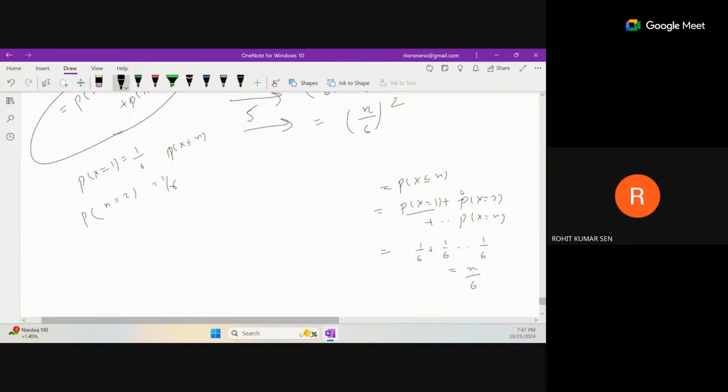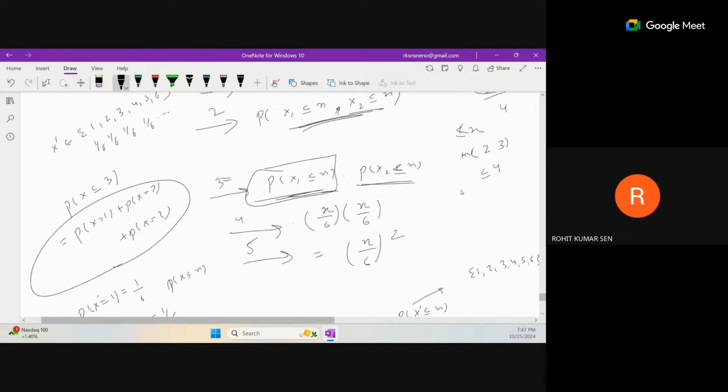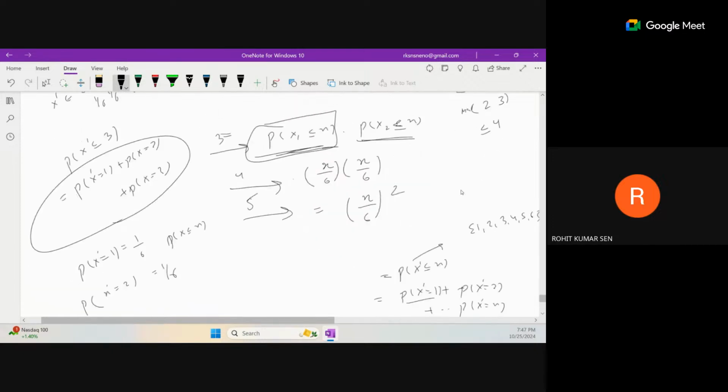It is equal to the probability of x1 equal to 1, sorry, x dash equal to 1. This is my rolling a die. Let's say this is my x dash, so that it will not create any confusion. Okay, this is my x dash.